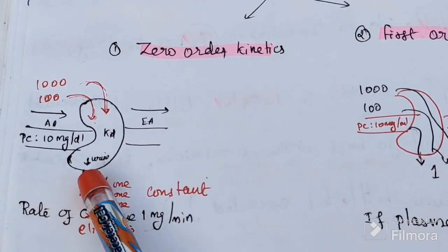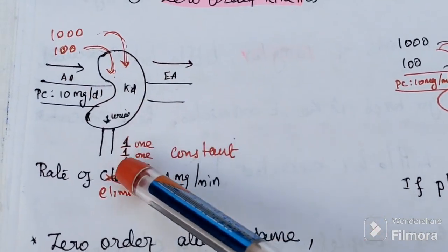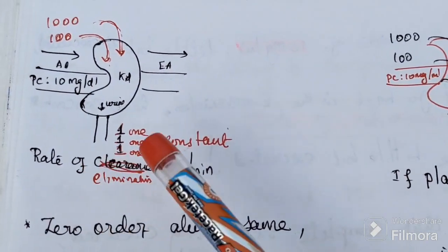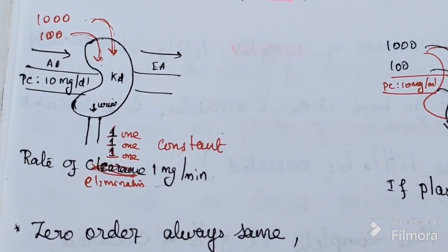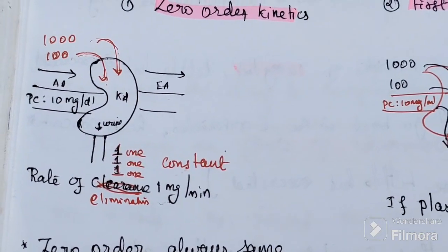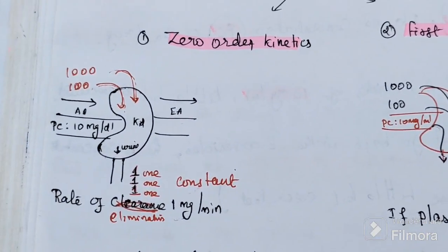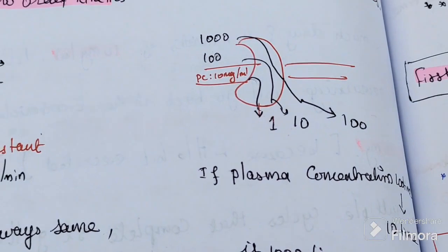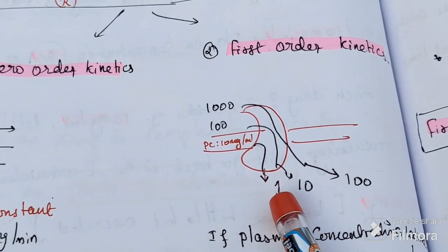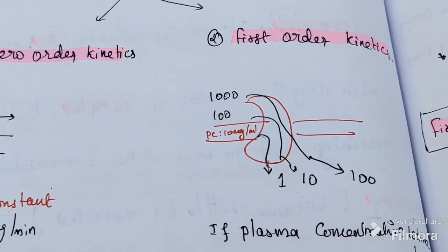And this is the urine. The drug is excreted in the urine. How much drug is excreted? Every minute 1 microgram is excreted. This is the rate of elimination. The plasma concentration is 10 and the rate of elimination is 1. Every minute 1 microgram is excreted when 10 is present.